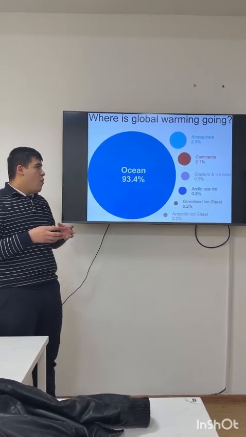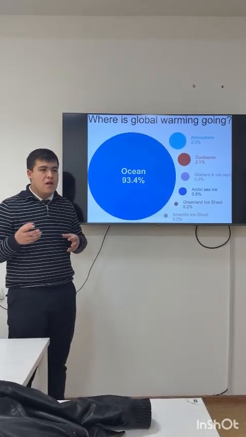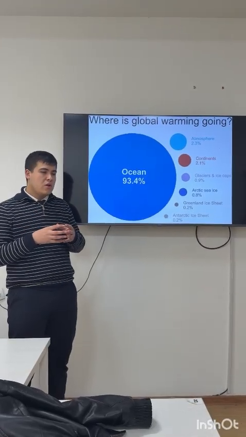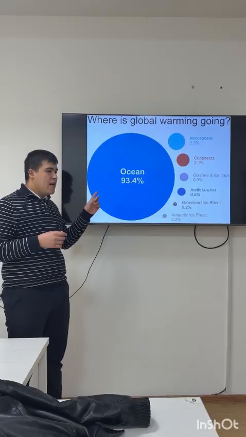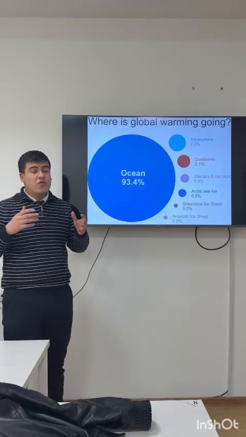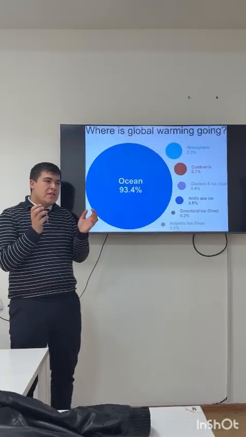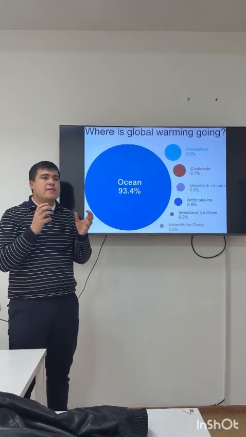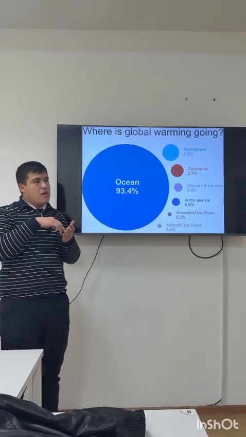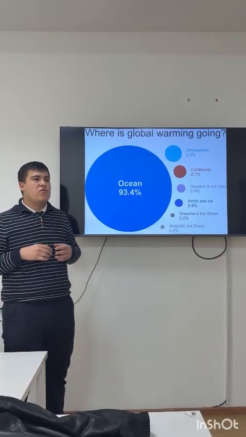And firstly, why don't we feel the 93% of global warming? Because the cause of this is the ocean. The ocean takes in 93.4% of global warming, and we don't feel it. In addition, we should think of the ocean as a huge storage box that soaks up global warming, and it changes the temperature of the water slowly, so we don't feel it.